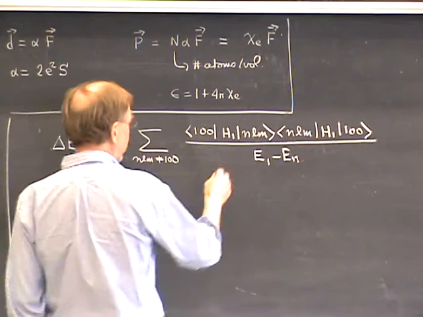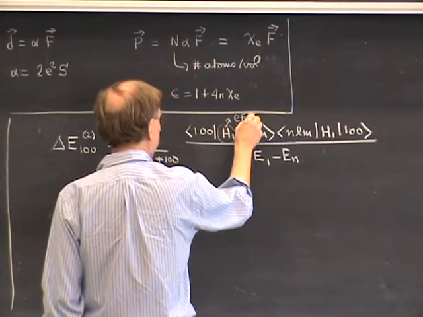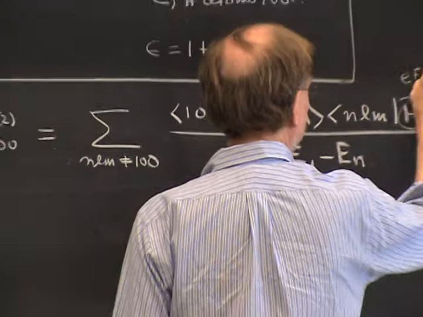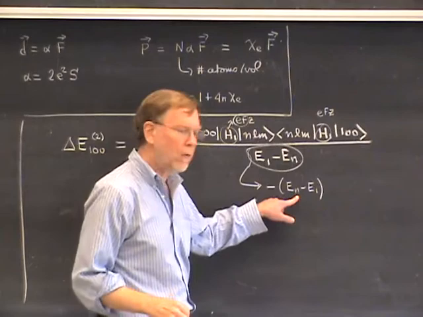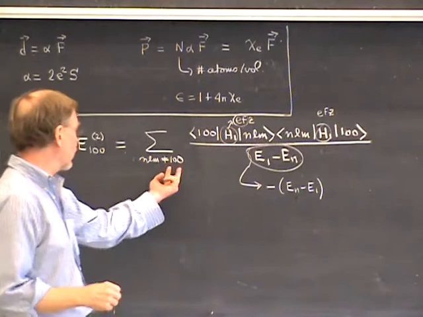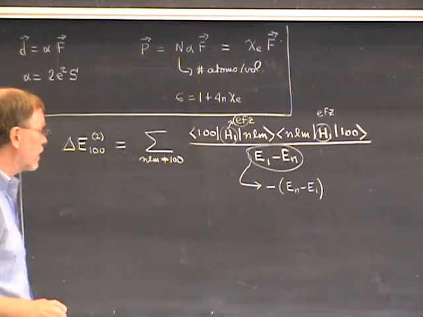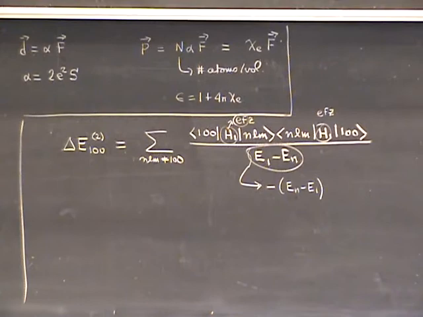Now, if you'll allow me to fix this up slightly, the H1 here is the same as EFZ, where F is the electric field strength and Z is the coordinate of the electron. The other H1 is the same, this is EFZ. And as far as the denominator goes, the denominator is negative, so let me write it as minus En minus E1, like this. The energies are an increasing function of the principal quantum number, so En minus E1 is a positive number. Notice that it's never zero because we're excluding the state in question that's being perturbed. That was the point of this resolvent operator introduced in bound state perturbation theory, was to avoid the small denominators.